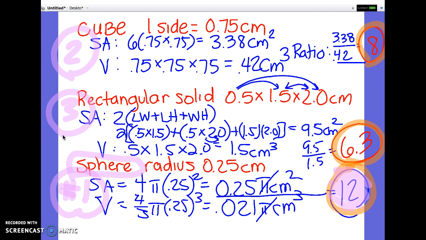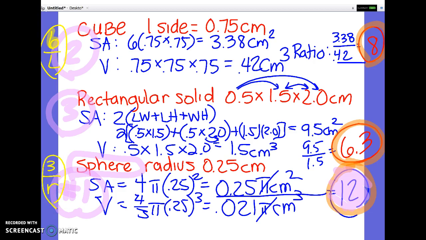So if you can remember them, you could at least double check your work using the shortcut. The shortcut for a cube: if you do 6 over the length of one side, that is a shortcut that will give you the ratio. If you do 6 over the length of one side, you will get 8. And for the sphere, there's also a shortcut. If you do 3 over the radius, that will actually give you 12.